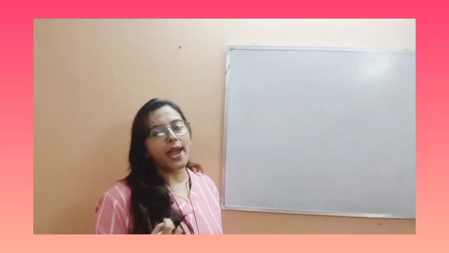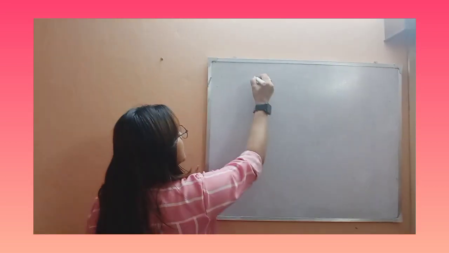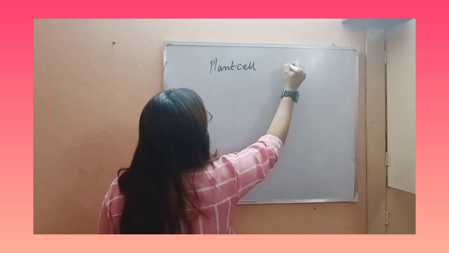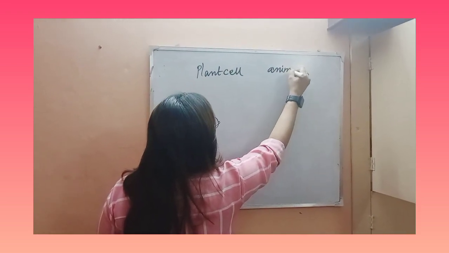Hello everyone. Today I am going to explain to you the structure of the cell, the main components of the cell. We know the cell is the structural and functional unit of living organisms, and there are two types of cells: plant cell and animal cell.